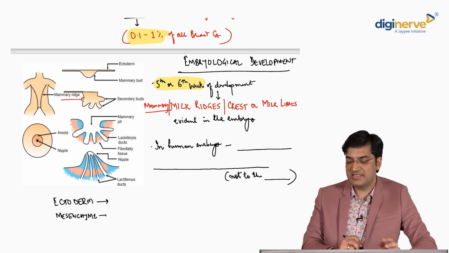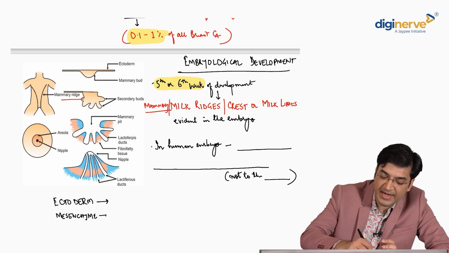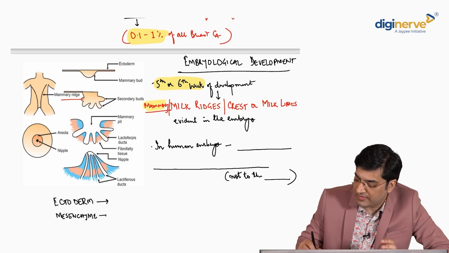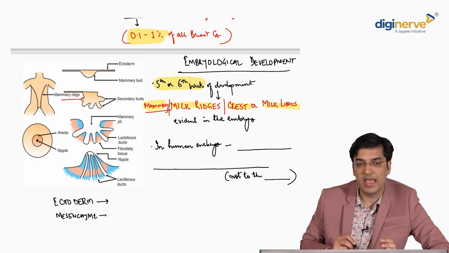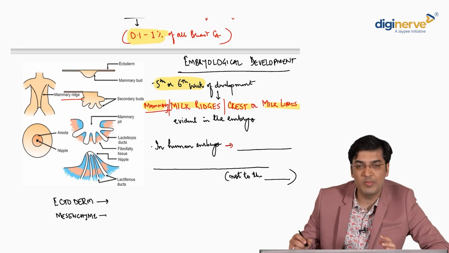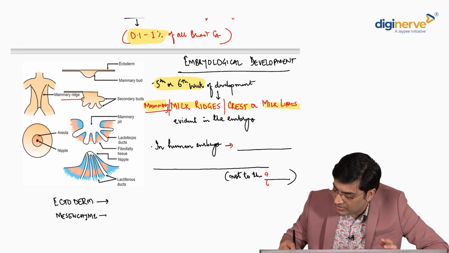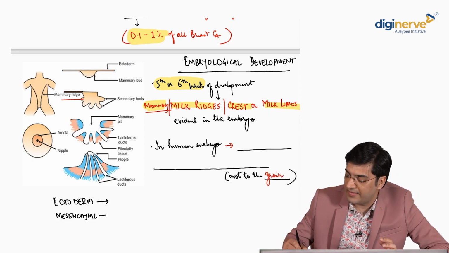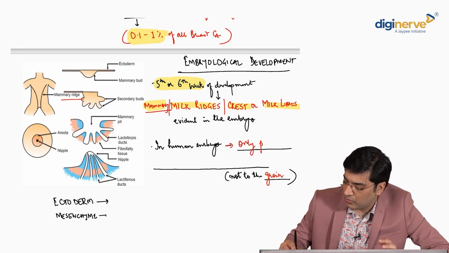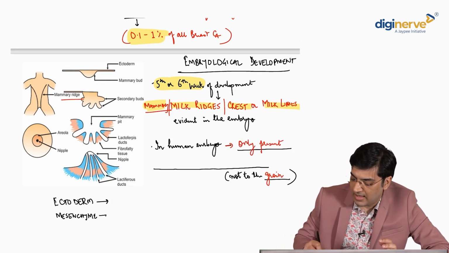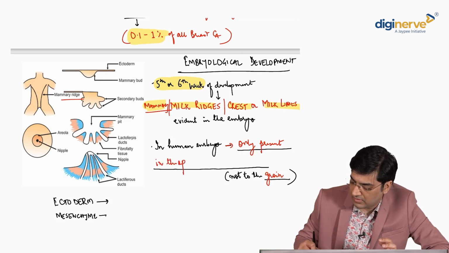Mammary or milk ridges start becoming evident in the embryo. Now, in the human embryo, it does not reach up to the groin. It is only present in the upper pectoral region. Upper pectoral region. Okay.